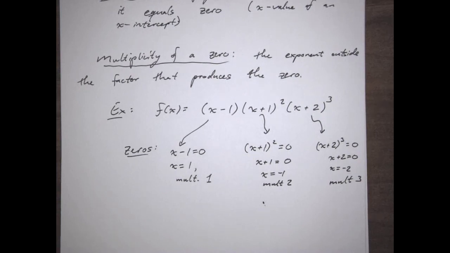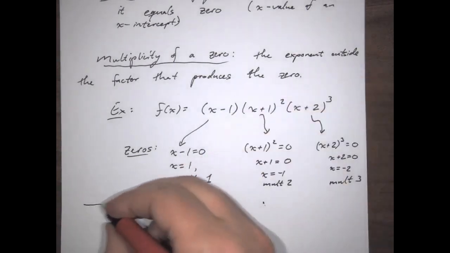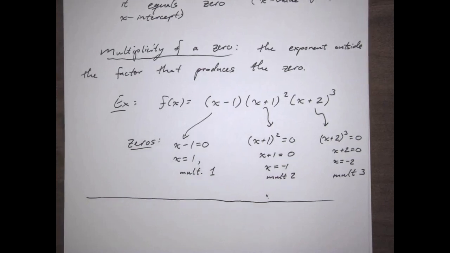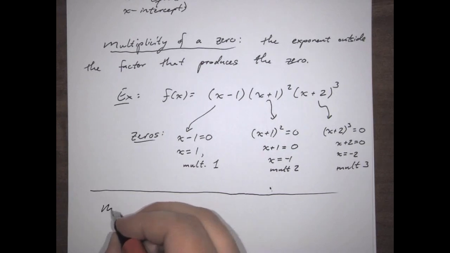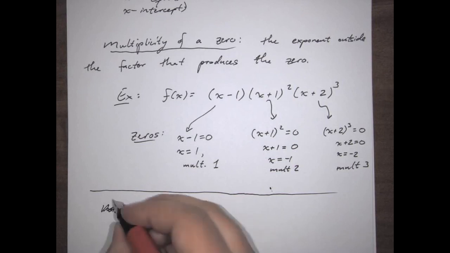Now the reason for the multiplicities being the exponents out here is that those exponents will determine the nature of the zero. I should say multiplicities. Say note.